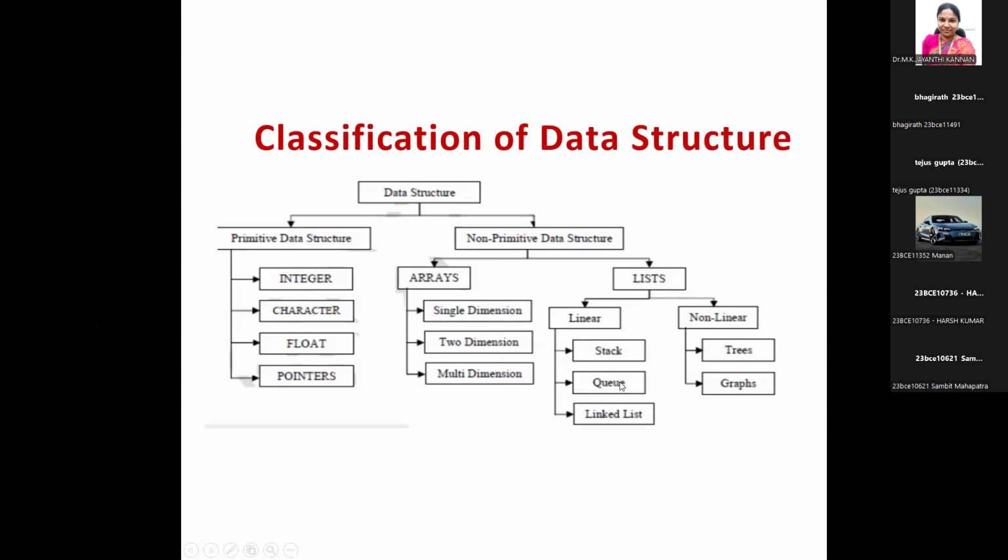Linear means a sequence of elements. It may be stack, queue, or linked list. Continuous memory location will be there. Indexing will start from 0 to n. And non-linear means discrete values, but all the values are interrelated with each other, maybe logically interrelated, or a hierarchical relationship, or some parent-child relationship.